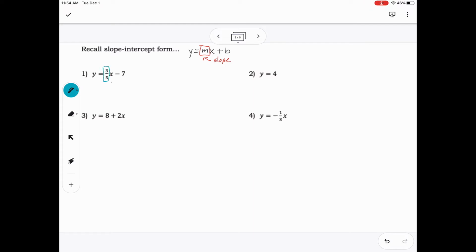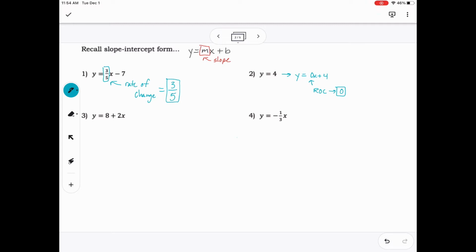Okay, so in our equations, we want to identify where that slope is. So number 1, 3/5 is that rate of change or that slope. So 3/5 would be my answer. Okay. Now number 2, there is no x value there. So if I rewrote this and said y equals 0x plus 4, because it would be the same thing, 0 would be that value that I'm looking for, or that rate of change. I can abbreviate it and say ROC if I'd like. So 0 would be my answer there.